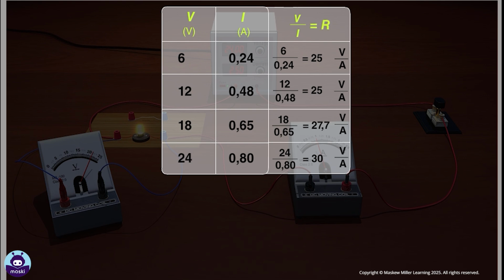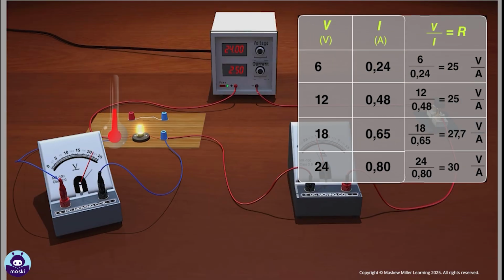Why does this happen? Well, the filament of the bulb warms up when it is turned on. Its temperature increases dramatically. When the voltage is increased, the resulting increase in current heats up the filament further. With this increase in temperature, the resistance of the filament also increases. This resistance limits the flow of current, and hence the current does not increase proportionately.